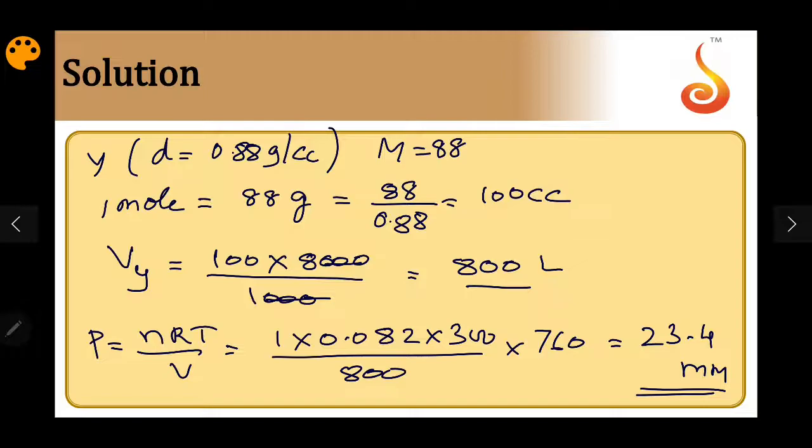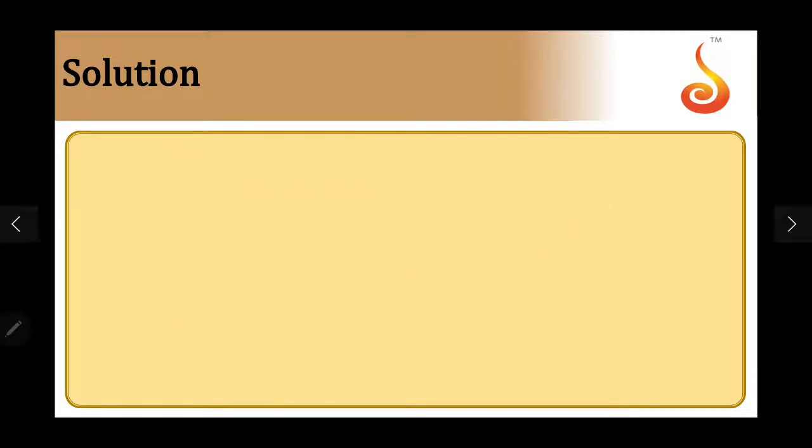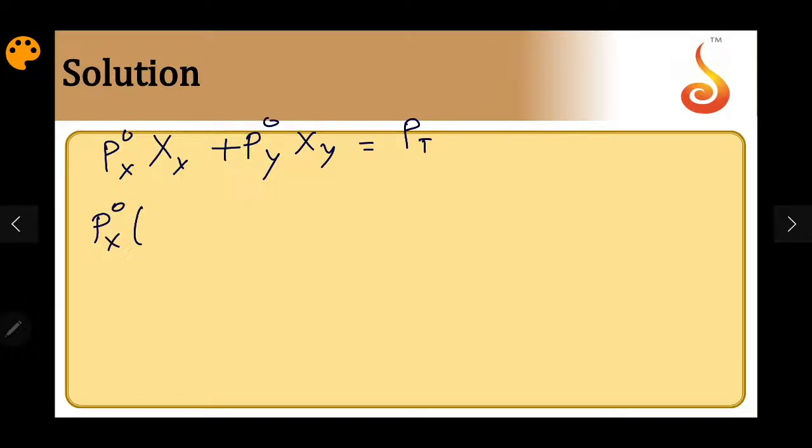So we have a mixture of A and B. Total vapor pressure is given as 50. So we know that P naught X mole fraction X plus P naught Y mole fraction Y is equal to P total. Since I don't know one, they're asking only for mole fraction of Y, I can calculate X in terms of XY. So P naught X into 1 minus XY plus P naught of XY is equal to P total.